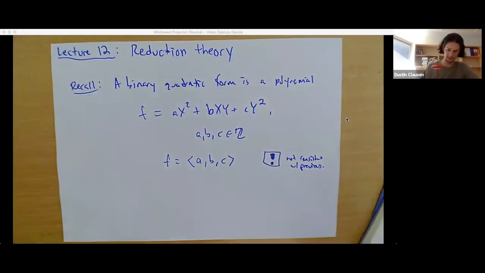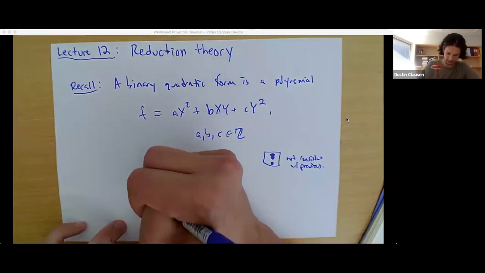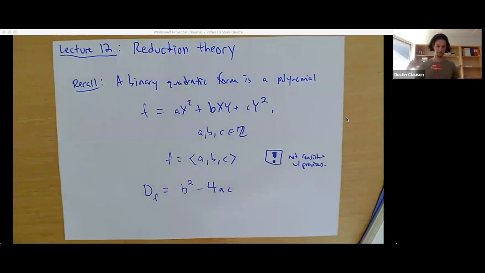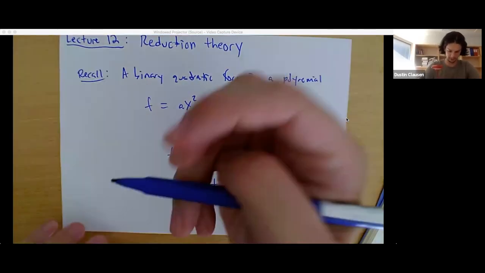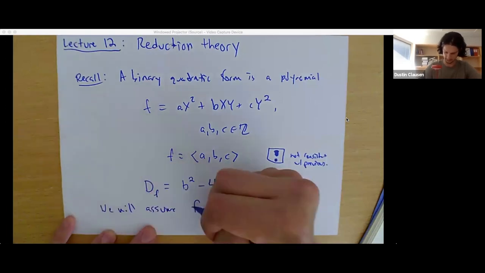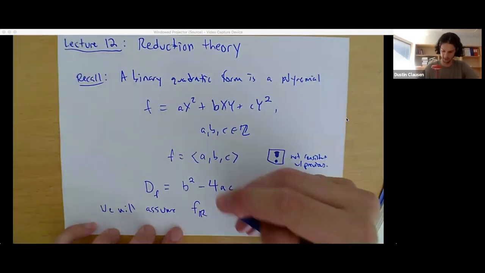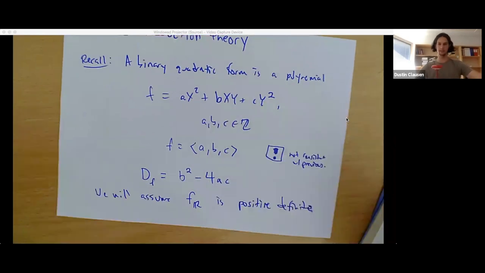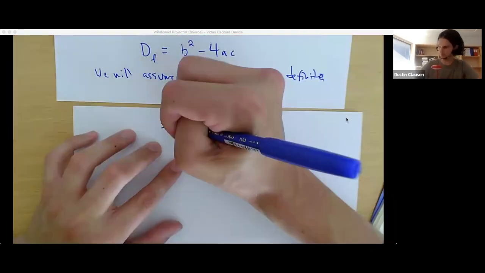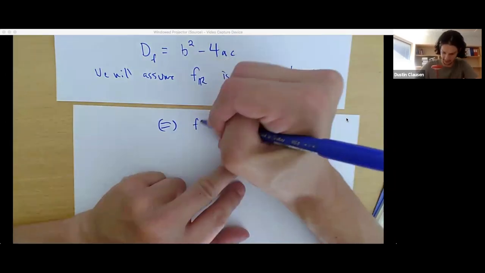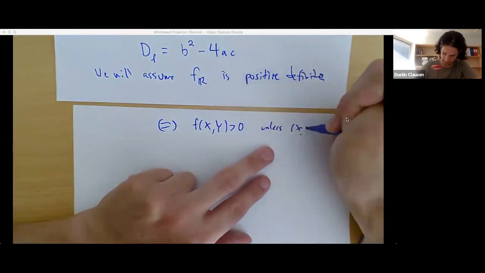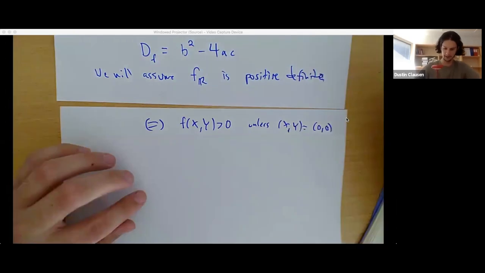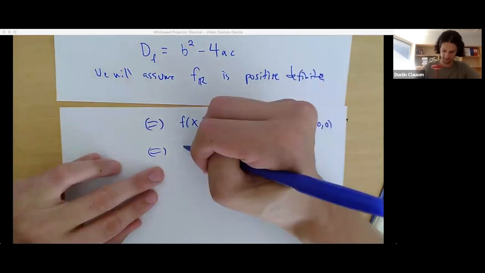Right, and the most important invariant you associate to such a binary quadratic form is its discriminant, which is just the usual expression b squared minus 4ac. We will be assuming that if you take the same polynomial but view it as a real quadratic form, then it's positive definite. And as we explained last time, that's equivalent to some other properties of this form. For example, f of x, y is greater than zero, unless of course x, y is equal to zero. So the values are always non-negative and in fact strictly positive unless you're evaluating at zero. And it's also equivalent to a numerical criterion involving D: the discriminant of f should be less than zero.